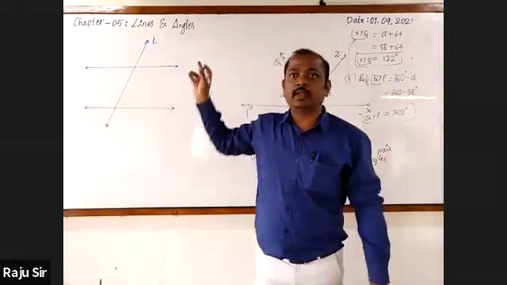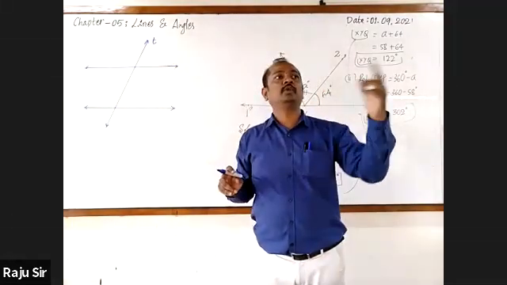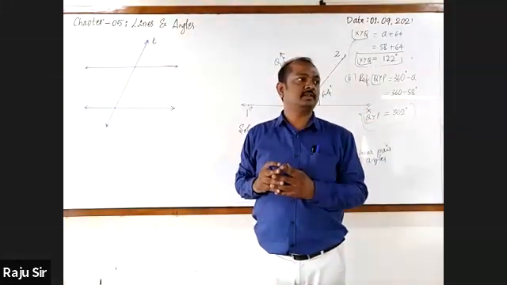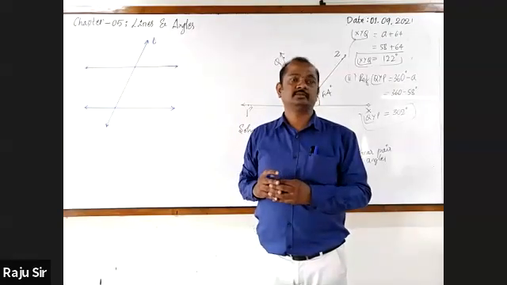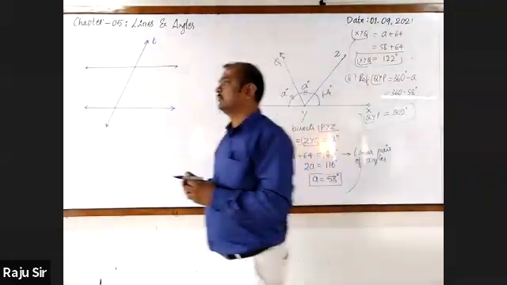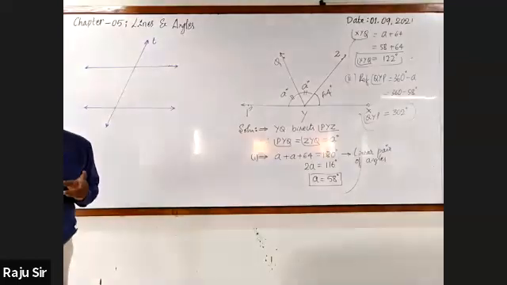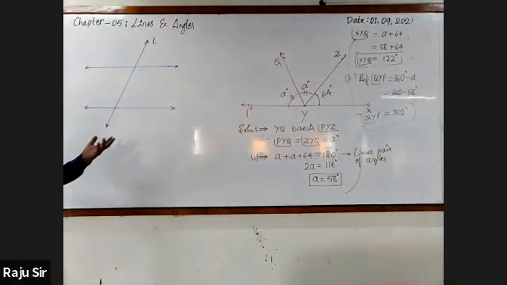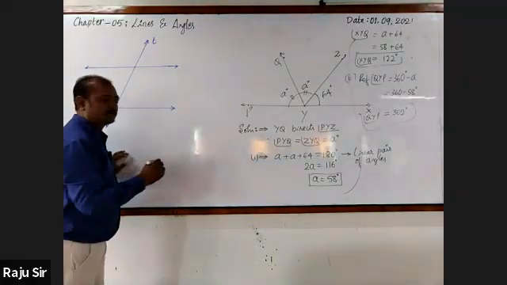Do you call a line which intersects two non-parallel lines at distinct points a transversal? Yes or no, only two options. Yes, sir.